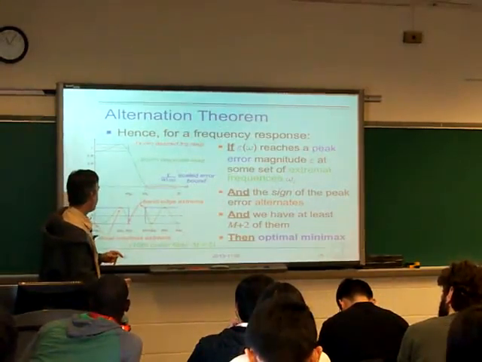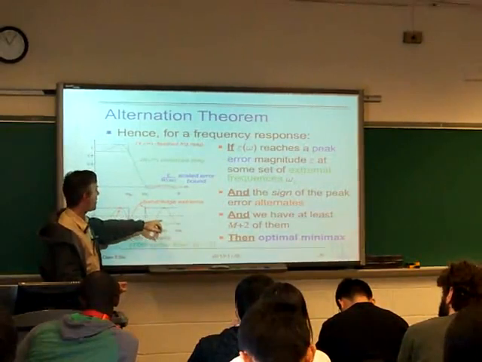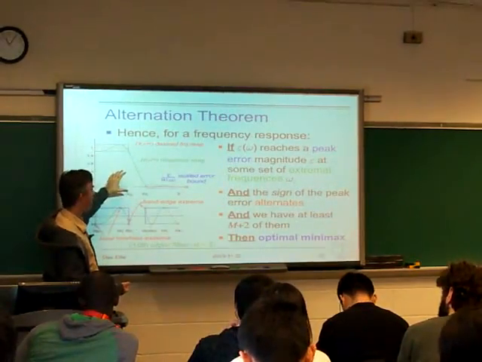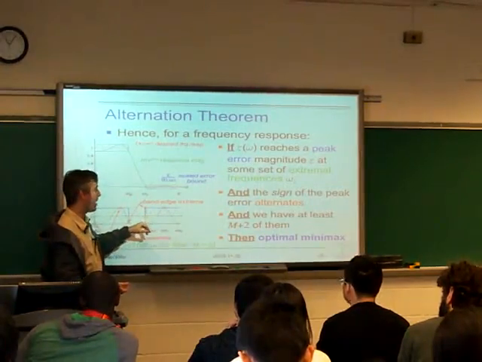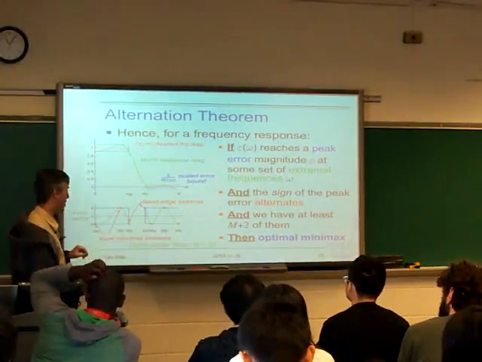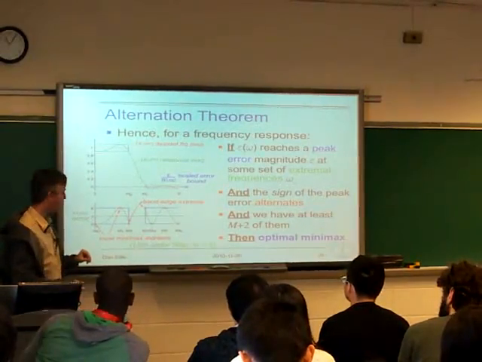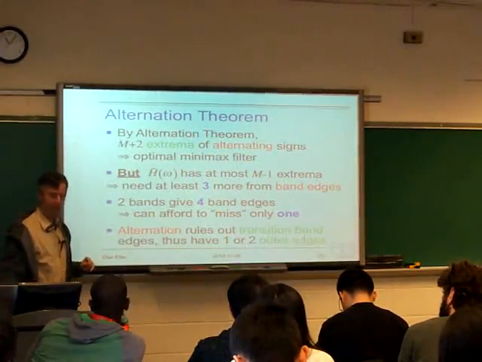So if we do this kind of plot and we count up these things, if we start off with a 2m order filter, then if we count this up and we've got at least m+2 of these extrema, then we know we've got the best possible filter, that we've optimized it. That's what it means. So how many of these things can we actually get?